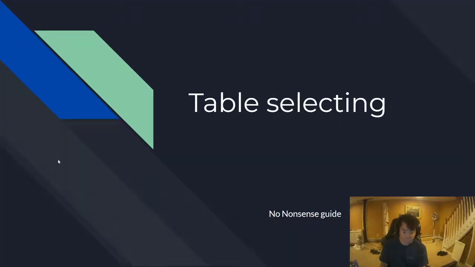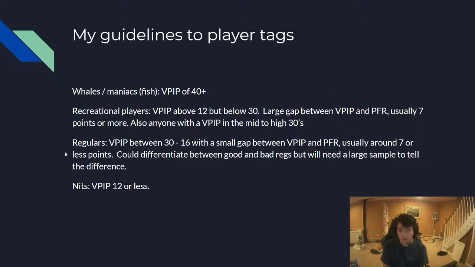So first of all, when we table select, the one thing that we want to look for is player tags. We tag players so that we can quickly look through the client to figure out what types of players are playing at which tables, so we can figure out what tables we want to play at and where we want to sit. So first we have to figure out the criteria for making tags. I have four main tags for player types.